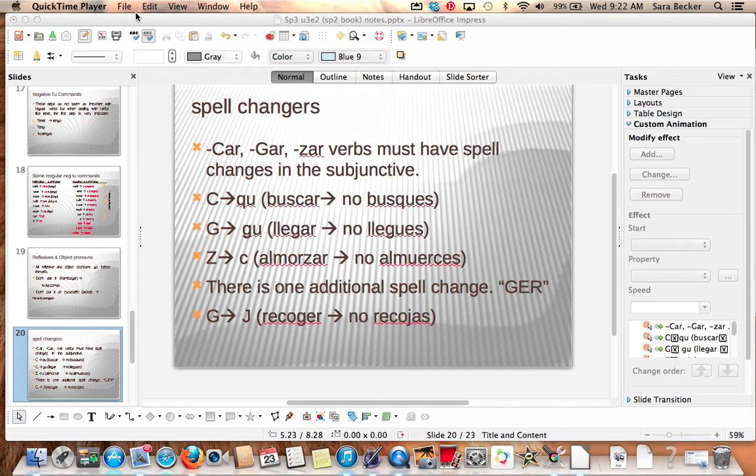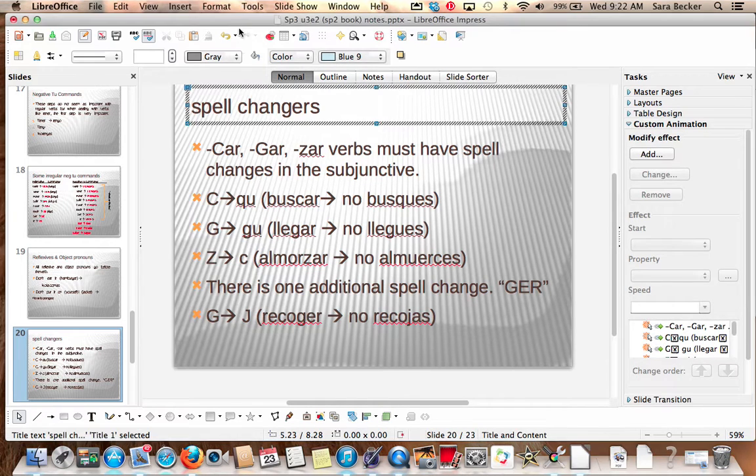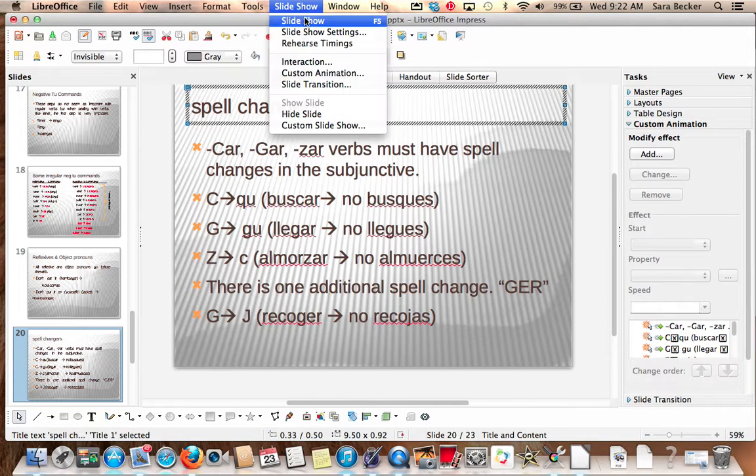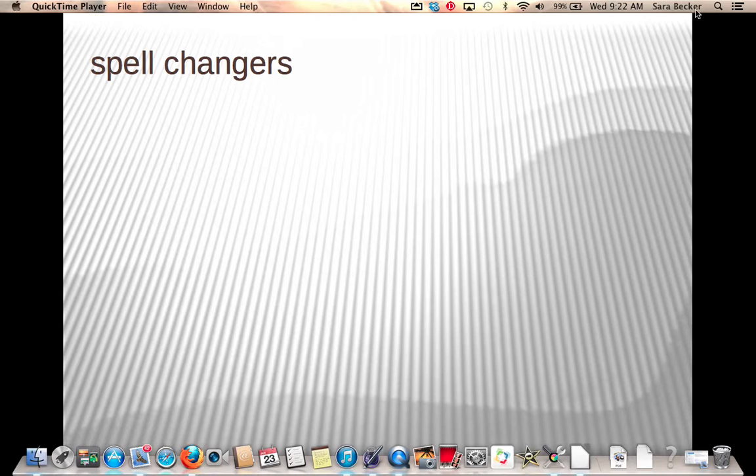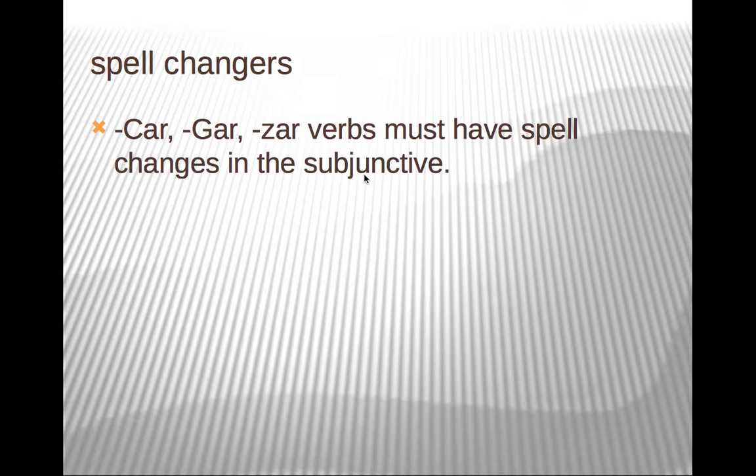Okay, the last thing we're going to talk about are spell changing verbs when it comes to negative tú commands. Do you remember in the preterite we had car-gar-zar verbs? Well, guess what? They come back when it's time to talk about the subjunctive. The reason being, the verb buscar, what's the yo form of buscar?